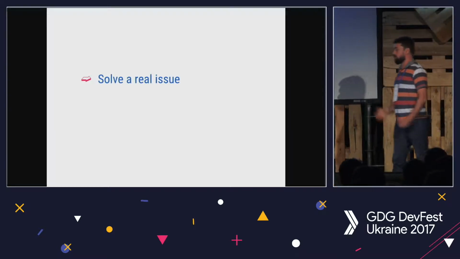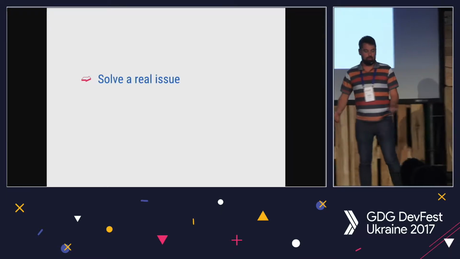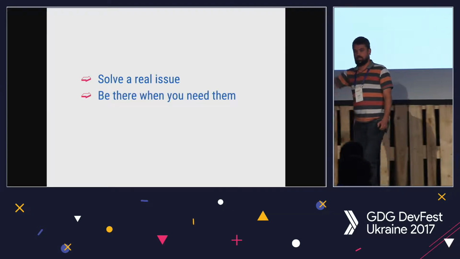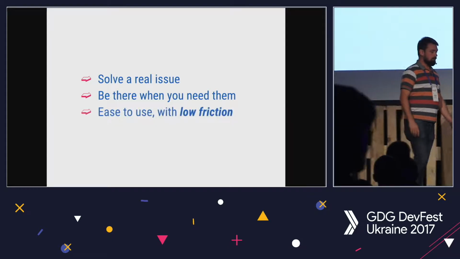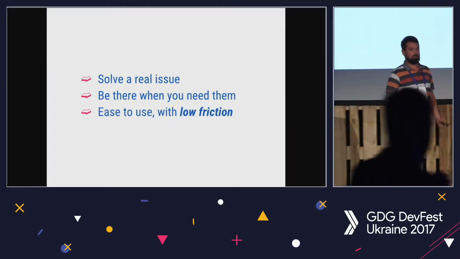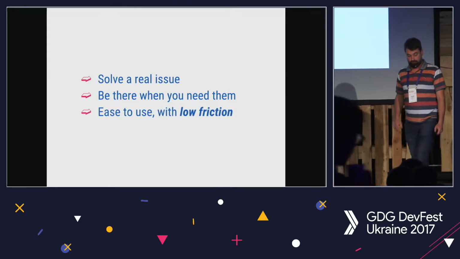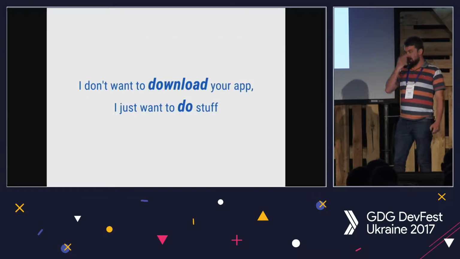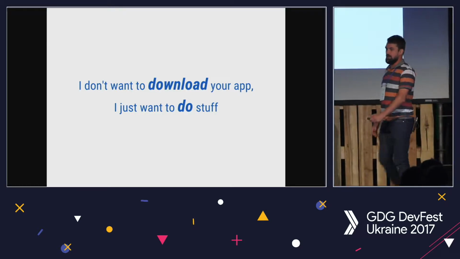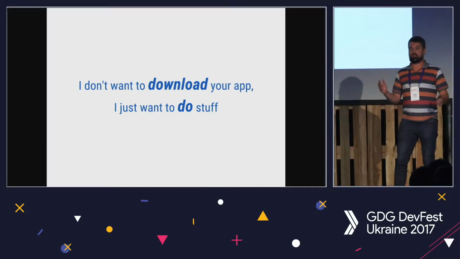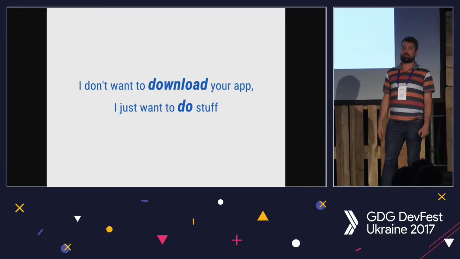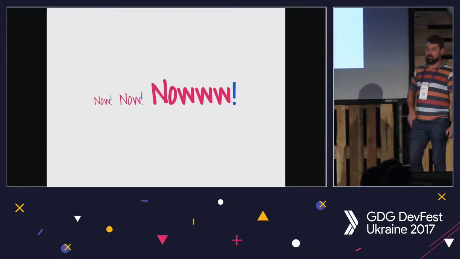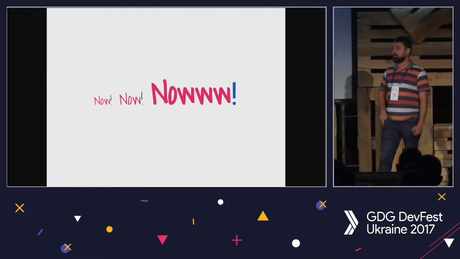So when you're going to create these smart devices, you need to solve real issues. You also need to be around when you need it, like that light switch. And you need to be easy to use, which is also called low friction. You don't want to confuse the user. And you especially don't want to force people to download an app when they really need to do something, right at that moment. People want to do things now, right now, not 10 minutes from now, especially not when traveling.